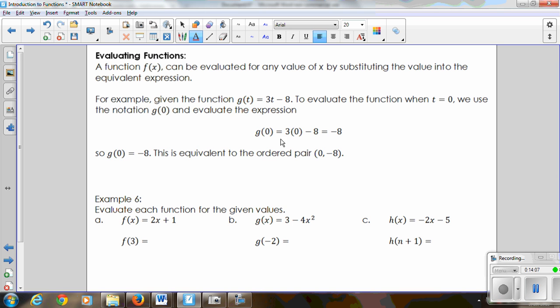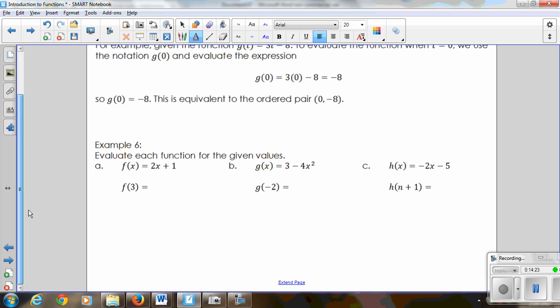And when I do that, I'm simply going to evaluate the equation. 3 times 0 is 0, minus 8 leaves me with -8. So g of 0 equals -8. And this is equivalent to the ordered pair (0, -8), because 0 is my input and -8 is my output.